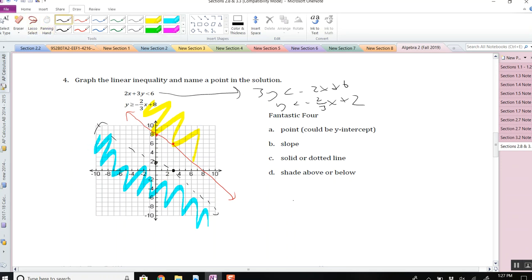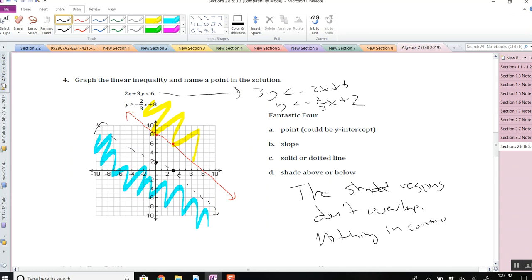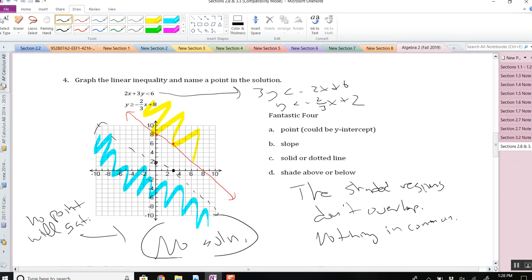Now in this case, shaded regions don't overlap. There's nothing in common. So we're going to say this is no solution because no points would make both inequalities work at the same time.